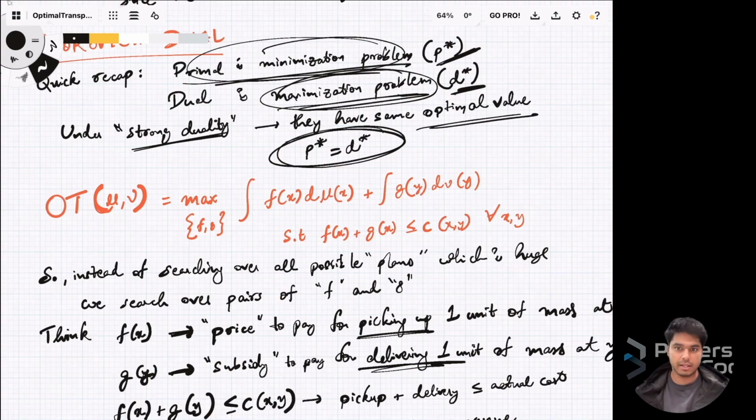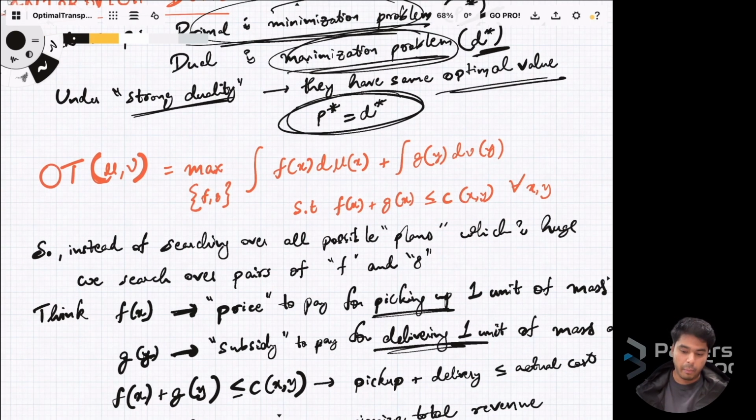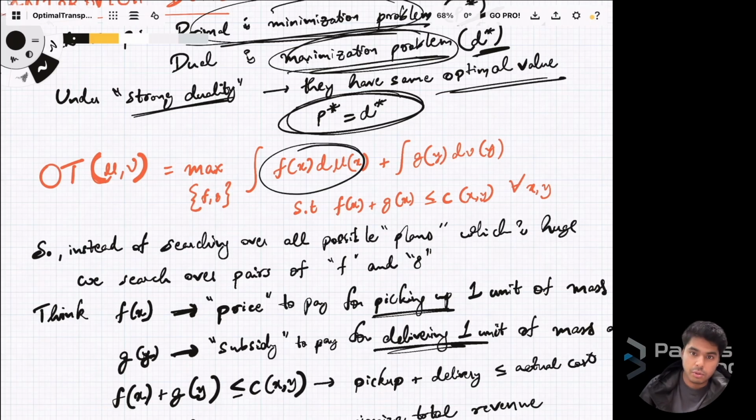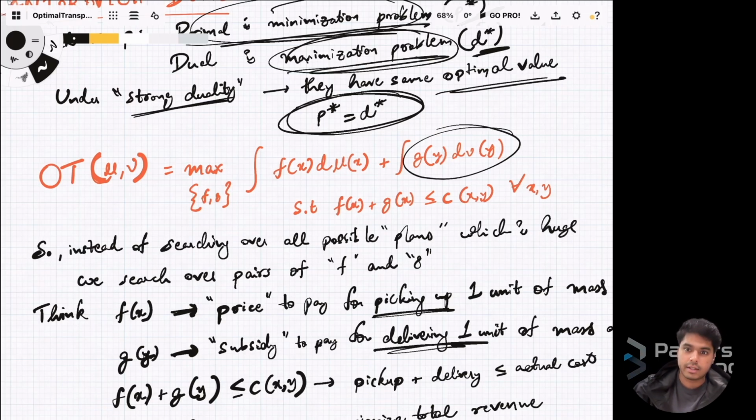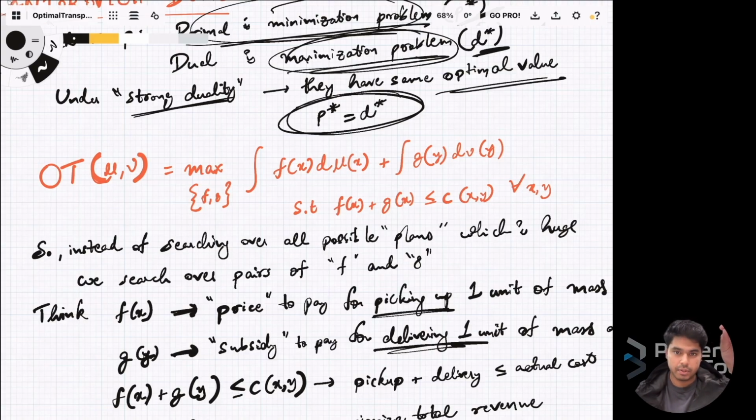Because cost needs to be minimized, right? We don't want to give more cost, we want to do it at the lowest amount of cost possible. So that's where we break this problem down into two parts. We make this a two-player game, right? The first player corresponds to picking up a particle of dirt from the source distribution, and the second corresponds to dropping it in the target distribution. That's a layman's way of explaining it, but essentially we are breaking the problem into a price for picking up something and a subsidy for delivering something, right?